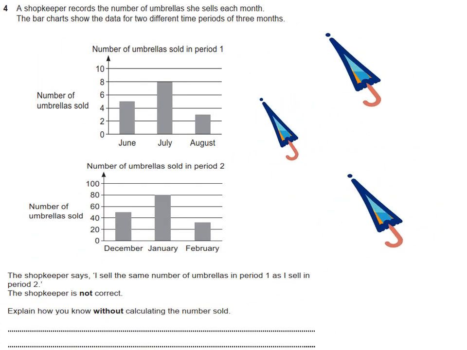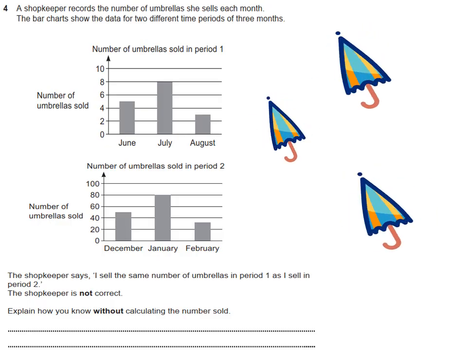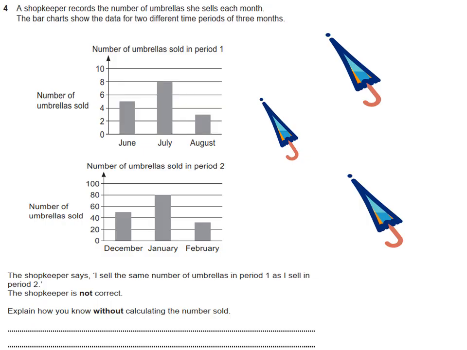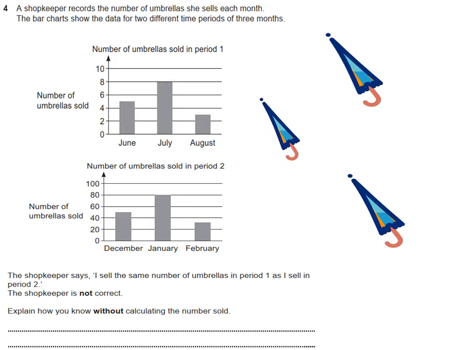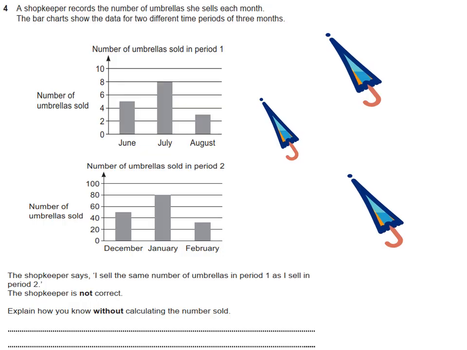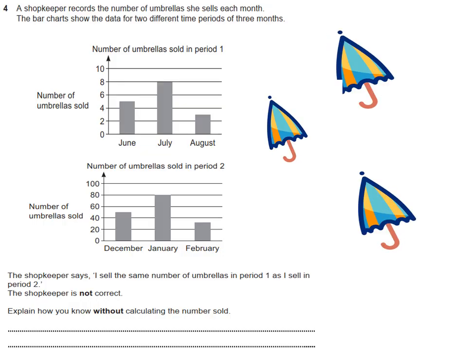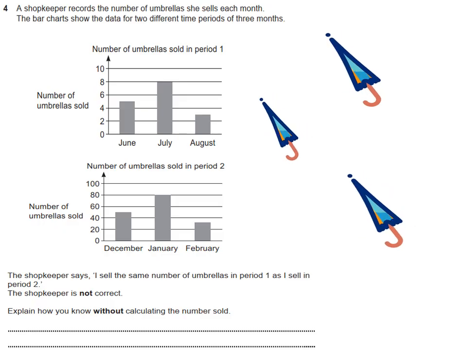Here a shopkeeper records the number of umbrellas she sells each month. We have umbrellas in period 1, June, July, and August. And then we have in period 2, December, January, and February. She says, I sell the same number of umbrellas in period 1 as in period 2. And this is not correct. Why do you think this is not correct without calculating the number?